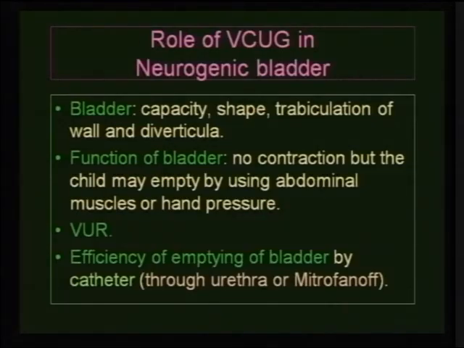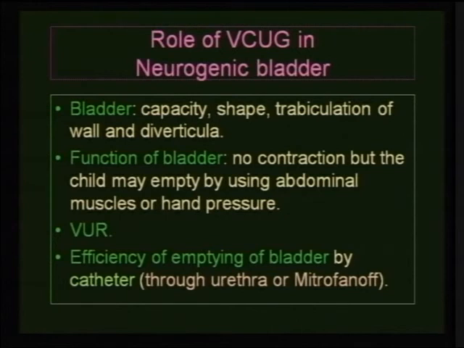What is the role of a VCUG in neurogenic bladder? We are going to tell the urologist and the physician what is the capacity of that bladder, the shape of that bladder, and if there is diverticuli, and we are going to tell them about the function, that this is a true neurogenic bladder, and how the child is emptying his bladder, and if he's on intermittent catheterization, we take image after we empty the bladder through the same catheter.